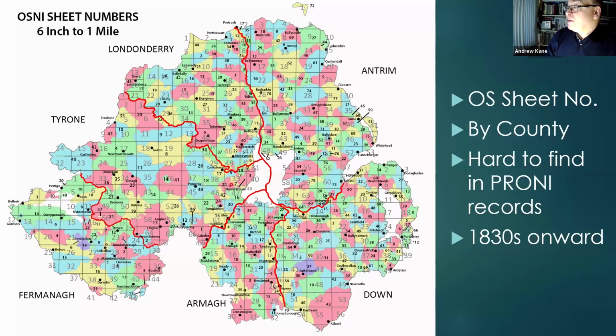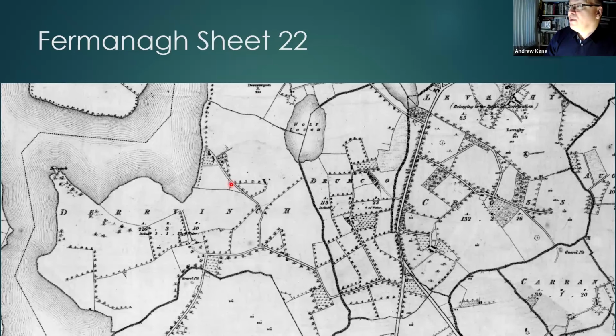The original mapping was done from the 1830s onwards by the Ordnance Survey and is an absolutely fantastic resource. This, for example, is sheet 22 in Fermanagh, or a part of it. And you can see there the absolutely wonderful detail that you have with this. You can see what roads are tree-lined, where the houses are, the peaks, wells, gravel pits. There's just so much marked on this, and all buildings are marked in black. So you can see so much information on this.